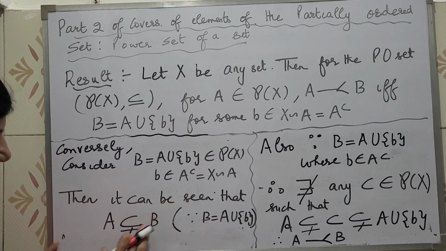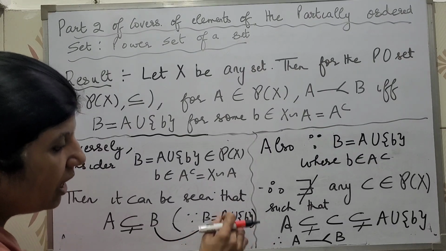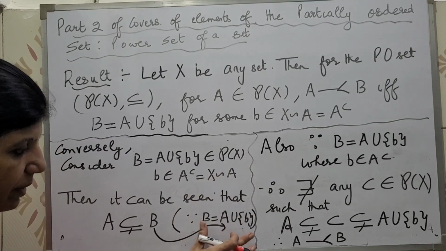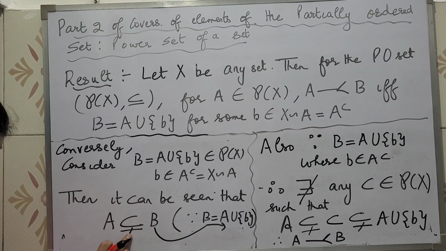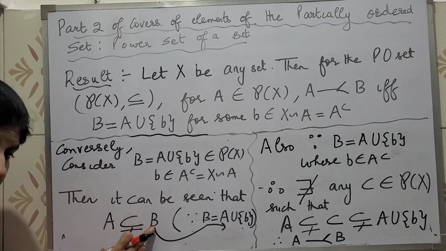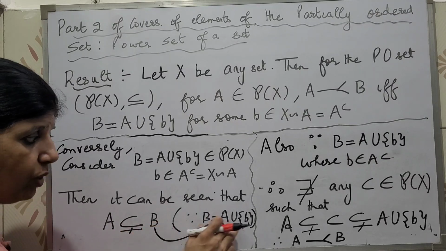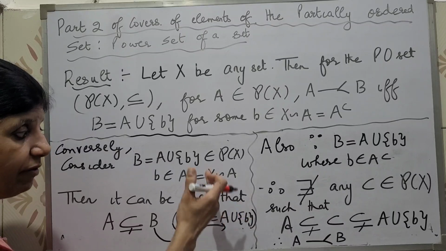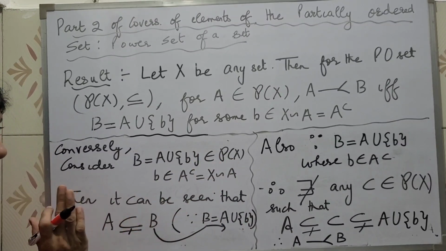Now it can be easily seen that A is contained in B, because this element B is of this type. It has A union one element more, and that one element is coming from A complement. But in any case, this is bigger than A and it contains A. So A is contained in B, and A and B are distinct. A is properly contained in B. Why? Because B has one more element, which is coming from the complement of A, or X minus A, or A complement. So they both are distinct.